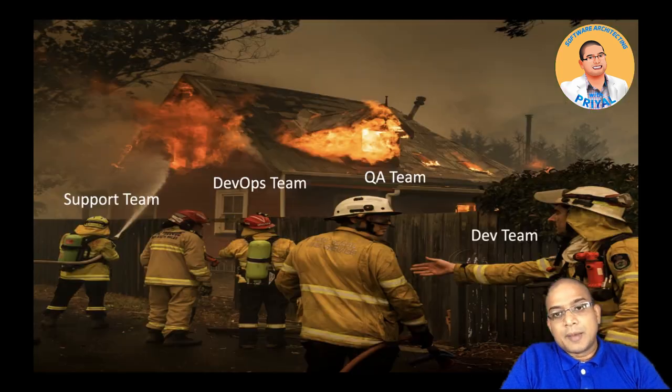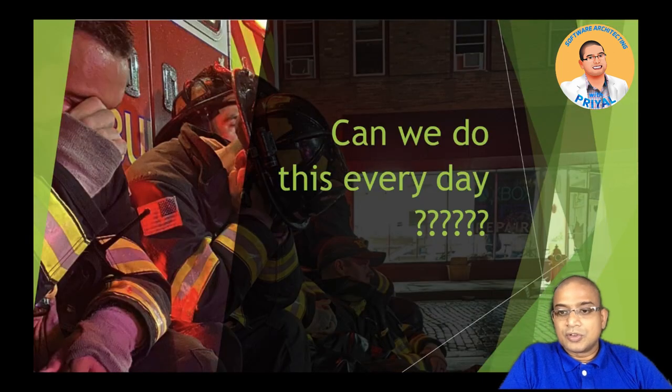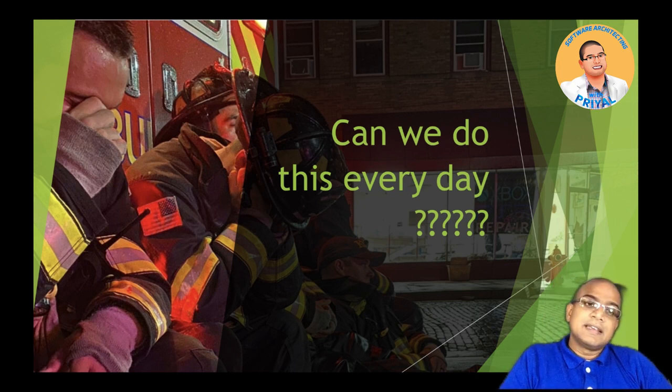So then what would happen? Mainly the support team normally comes to the rescue first, and once they cannot fix it, it goes to the DevOps team, and within a few hours the whole technical team is trying to resolve these problems. So now the question is, can we do this every day? Of course we cannot, because developers and DevOps engineers have a lot of other work to do. They need to develop their software, come up with new features and all that. So we cannot do this every day.